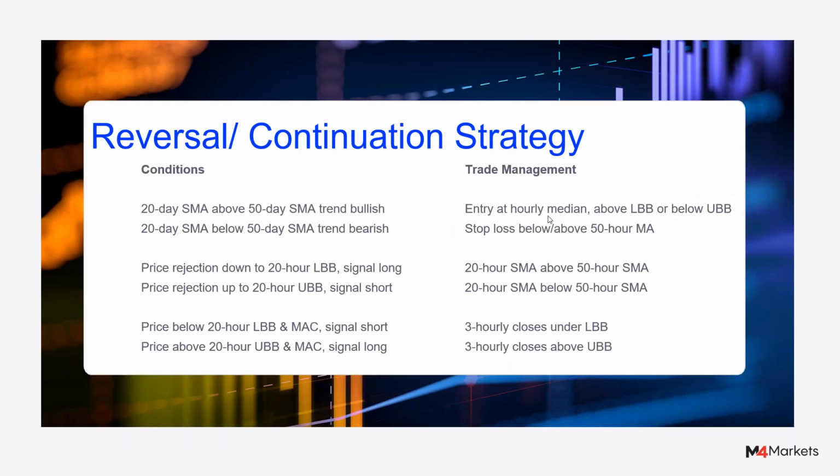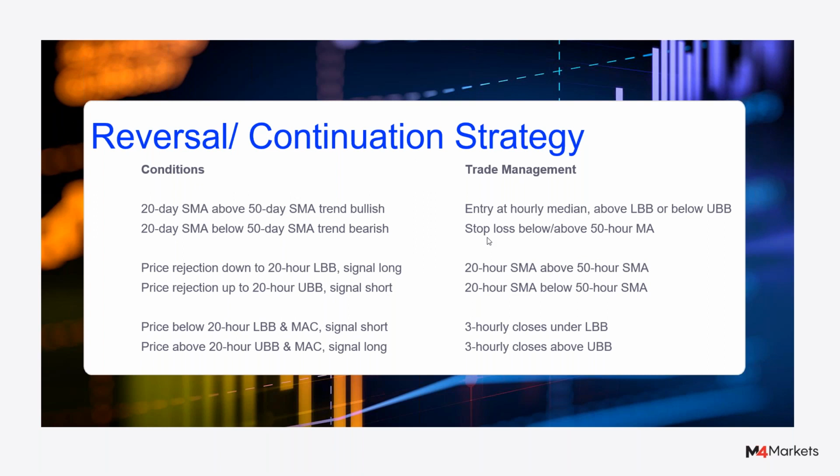Now let's look at the reverse / continuation strategy. The 20-day SMA above the 50 SMA, again, trend bullish, trend bearish, and the opposite case. Price rejection down to the 20-hour lower Bollinger Band. This is a long signal. Price rejection up to the 20-hour upper Bollinger Band. This is a signal for a short position, but the trigger is different. The price is below the 20-hour lower Bollinger Band, and we get the moving average crossover. That's a signal for a short. And then the opposite, of course, for a long position. The entry is at the hourly median, or the moving average, above or below, depending on where we are.